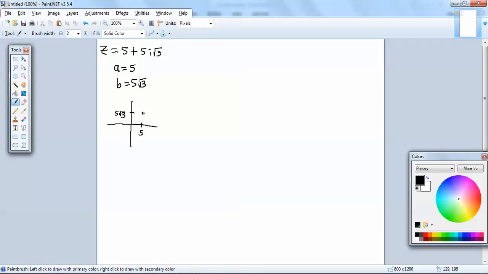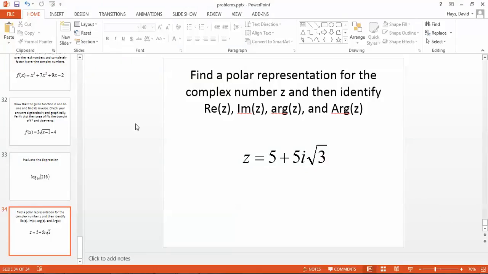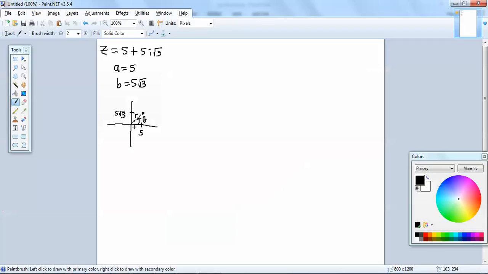And here's what we're talking about. Now this has an r, which is the modulus of z, and it has an angle too, and I made that kind of small. I apologize for that. Now this problem's asking us to find a polar representation. So first thing I need to do is always find r.